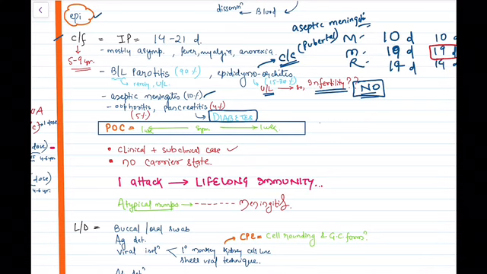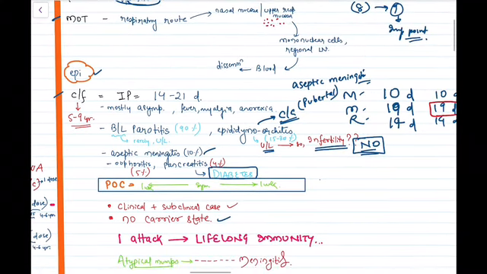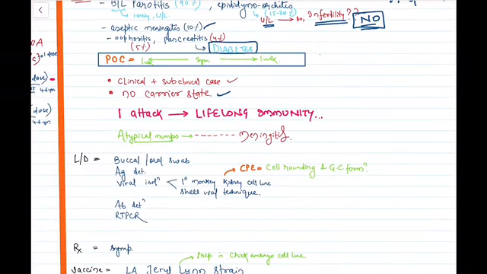Then the period of communicability is just 1 week before and 1 week after the symptoms. Then clinical plus subclinical cases are present, unlike measles where we said subclinical cases are absent. It is only from the case, that is human, so it is only from a case of human. But here subclinical cases are not absent, but again there is no carrier state. That's why we said human is the only reservoir. Then one attack will give you lifelong immunity.